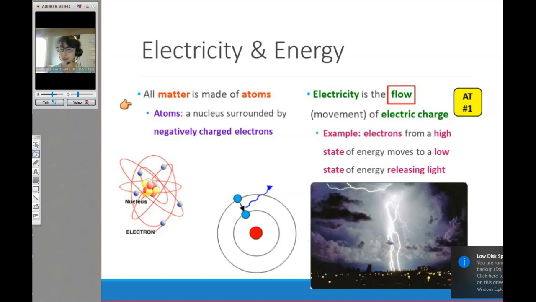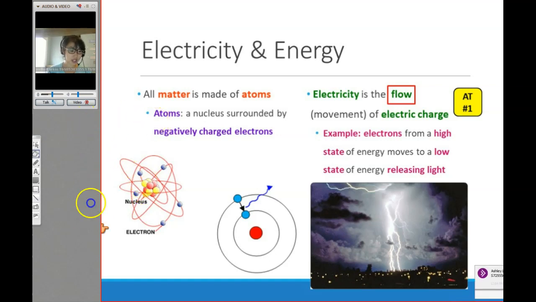So remember, everyone, that all matter is made of atoms. Remember, atoms are the smallest complete unit of matter. And remember what they look like, you can see down here, this is an atom. It's got a positive nucleus in the center, and surrounding it, it's got a bunch of negatively charged electrons. Now, those negatively charged electrons are small but mighty.